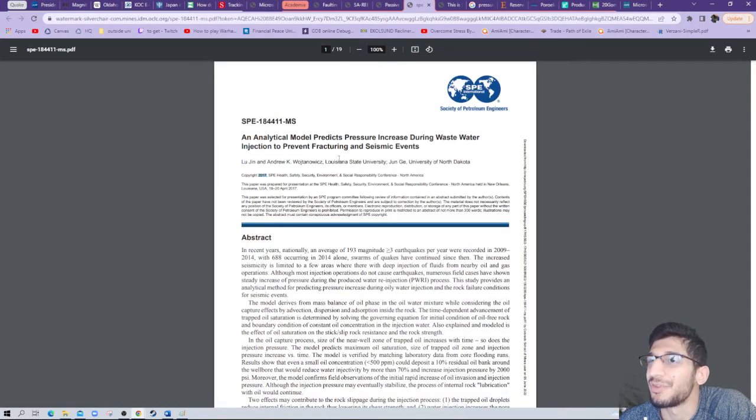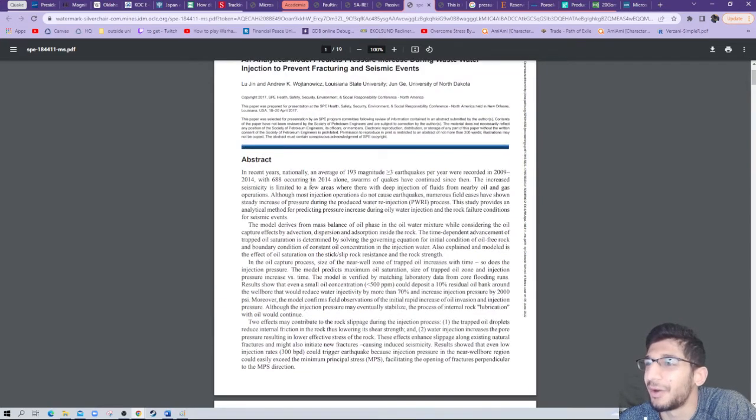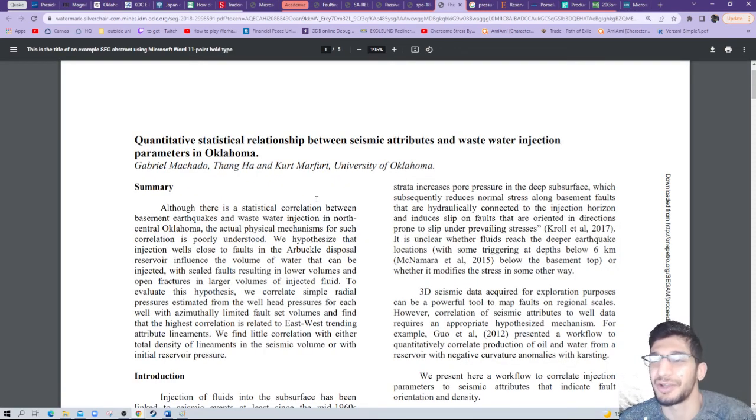And we go to this document here: Pressure increase during wastewater injection. Here they're talking about how they've had an increase of earthquakes that are bigger than magnitude 3 around 2009 to 2014, and that increase was limited to few areas where there was injection of fluids. So this goes back to injection, not extraction.